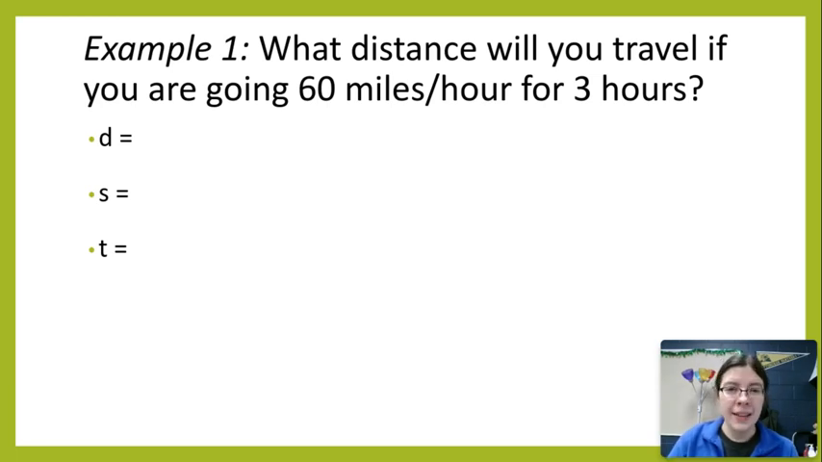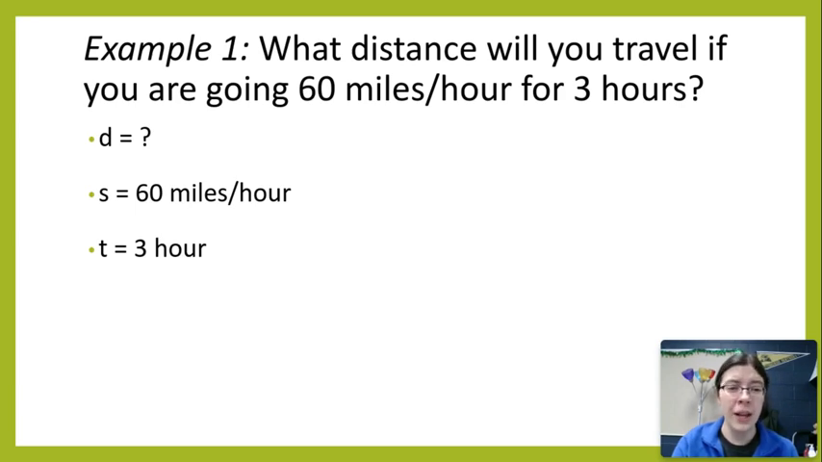Okay, so let's go ahead and try this out with an example. So what distance will you travel if you're going 60 miles per hour for 3 hours? Okay, so if I read through this, I have a speed question. I know that because I don't have any direction given. So I have my distance, I have my speed, and I have my time. So I want to figure out my different variables. So the one thing I'm trying to figure out is my distance. That is my unknown. My speed is going to be my 60 miles per hour. So we can go ahead and write that down. And then my time is 3 hours.